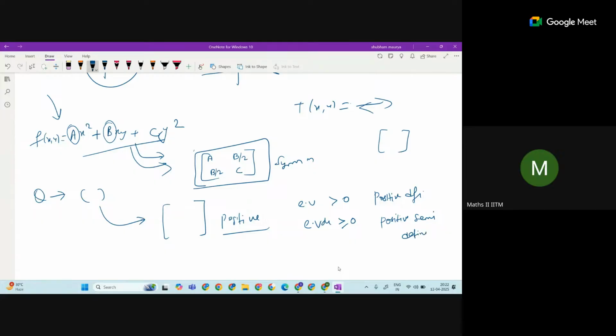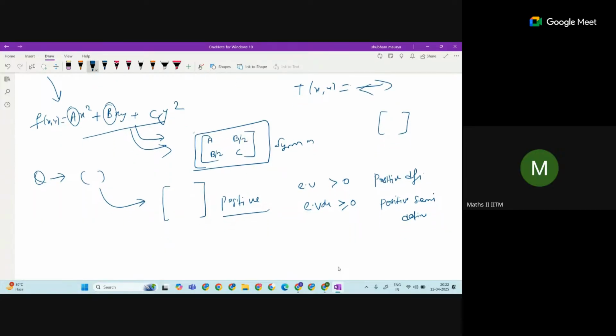If all eigenvalues are less than 0, then it is called negative definite, you can remember it. If all eigenvalues are less than or equal to 0, meaning some of them may be 0 or negative, then it is called negative semi-definite. So you can relate it.